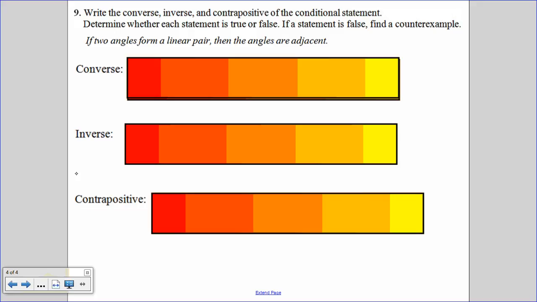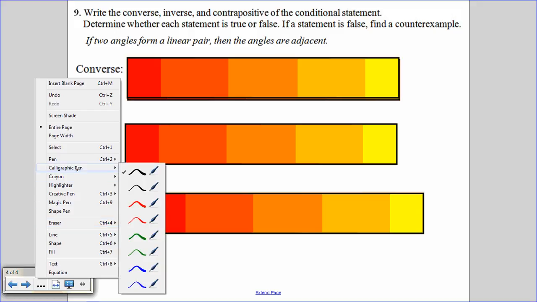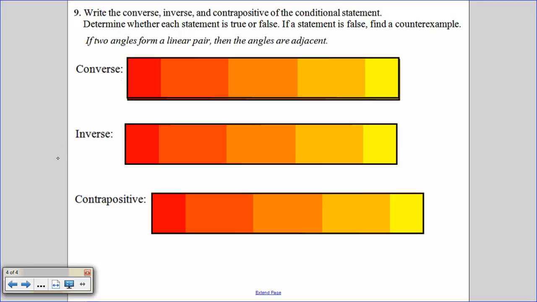In this section, you're going to write the converse, inverse, and contrapositive of each conditional statement and determine the validity of each. Provide a counterexample whenever possible. The conditional reads, if two angles form a linear pair, then the angles are adjacent. So that in itself is a true statement.